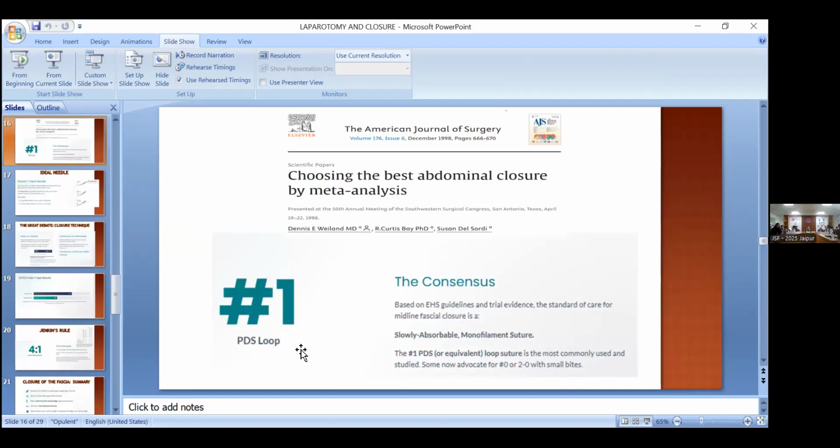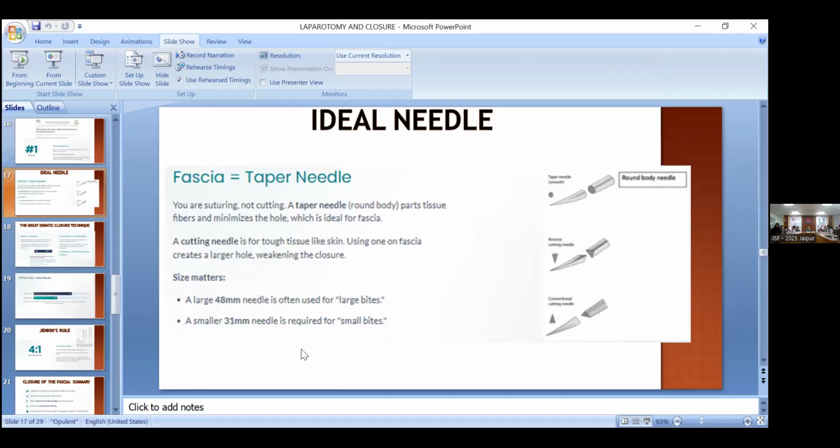So this is another meta-analysis that came up as early as 1998, and overall from multiple consensus guidelines, including the ESS guidelines, number 1, loop PDS is a slowly absorbable monofilament suture and is the most commonly advisable suture for abdominal closure. Now coming to the ideal needle that should be used for abdominal closure: it is a taper needle, because we are suturing and not cutting.